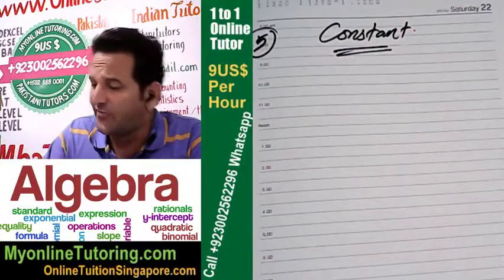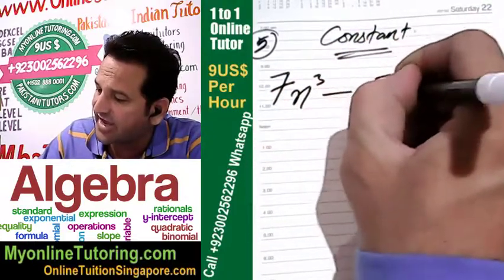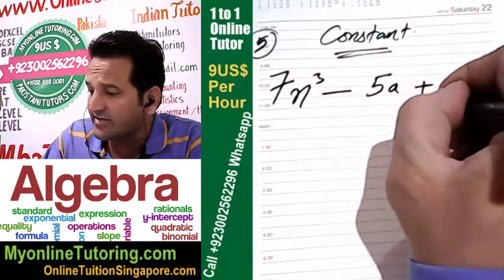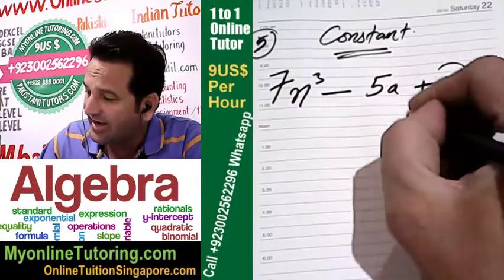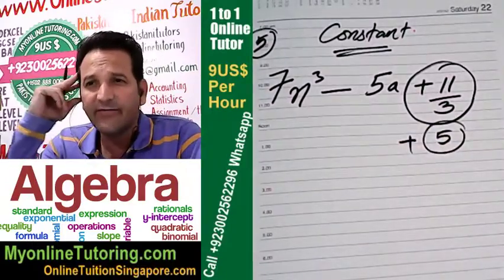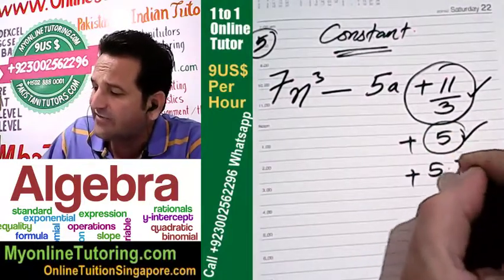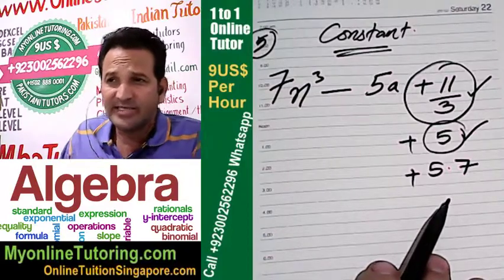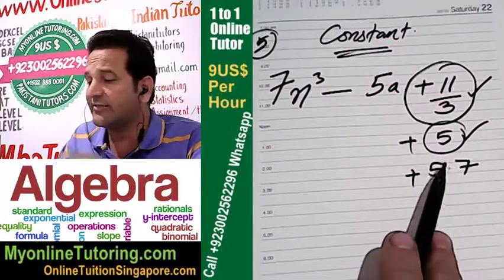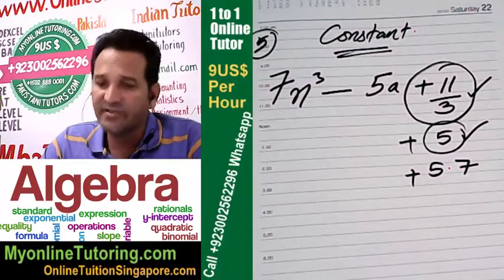As we have discussed before, I'm writing two terms together, for example, 7n cube minus 5a plus 11. I'm writing this term as a fraction, it can be 11 over 3. Or, instead of 11 over 3, I'm putting 5. This will be a constant. Or it can be 5.7. So either it will be a decimal, a fraction, or a number. These all are treated as constants in algebra, and we must understand these 5 main things.